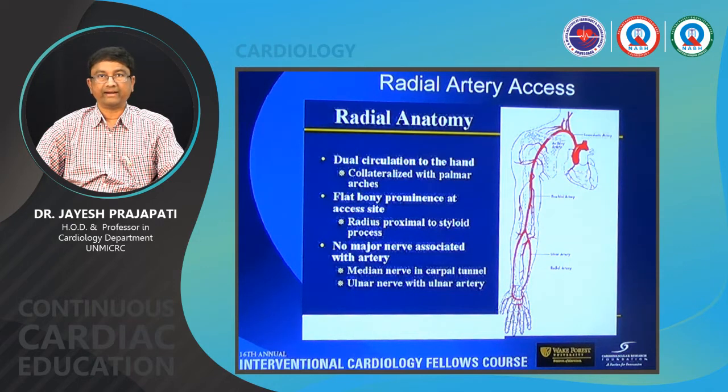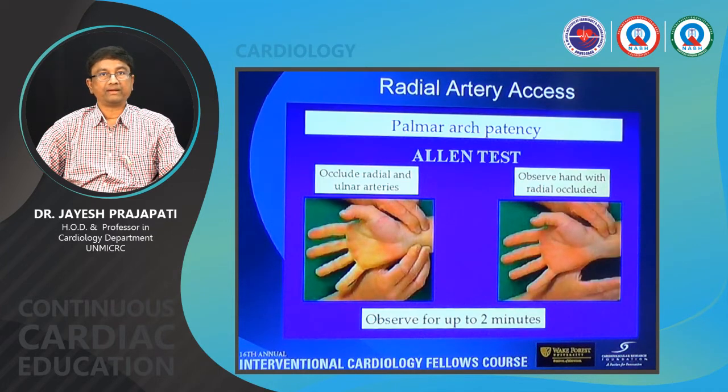But the advantage of the ulnar artery is that it is a little bit larger in size. You can take a 7 French there also, and it is less prone to spasm, with less variation and less tortuosity. But for the radial, the advantage, as I told, is that there is no nerve, and of course we have to think about the carpal tunnel also.